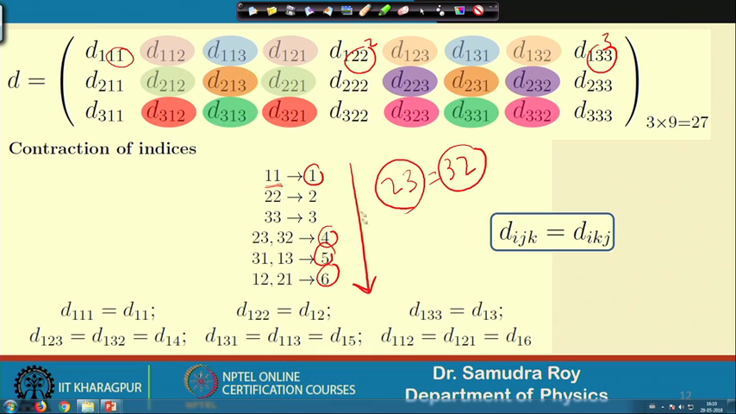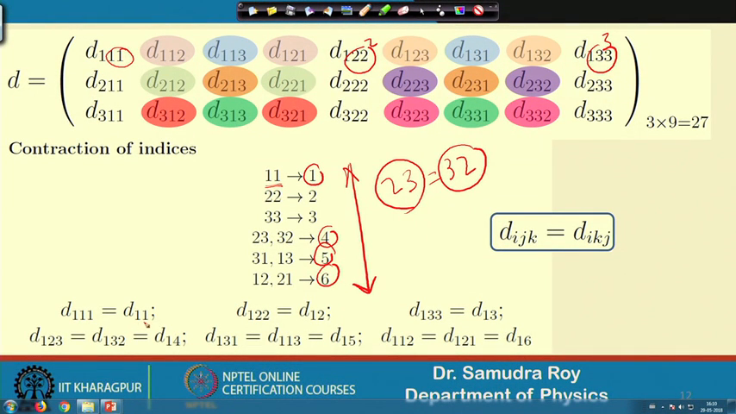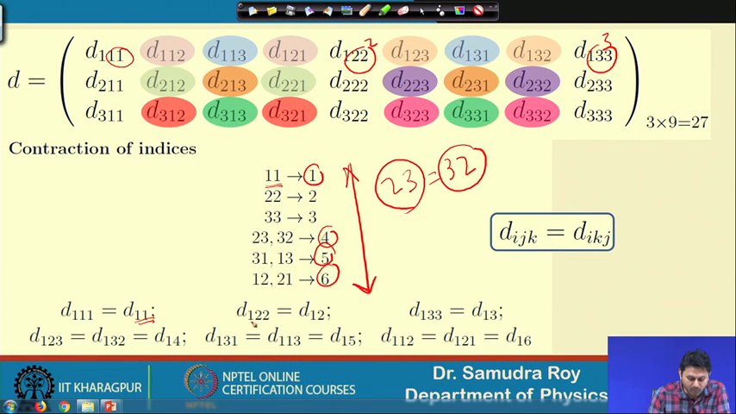Since there are 6 independent components, I write these in a shorter notation, shrinking the indices. So, D 1 1 1 I write as D 1 1, D 1 2 2 I write as D 1 2, D 1 3 3 I write as D 1 3, D 1 2 3 I write as D 1 4, and D 1 3 2 is the same. Similarly, D 1 1 3 is the same as D 1 3 1, and D 1 1 2 is the same as D 1 2 1, which I write as D 1 6.